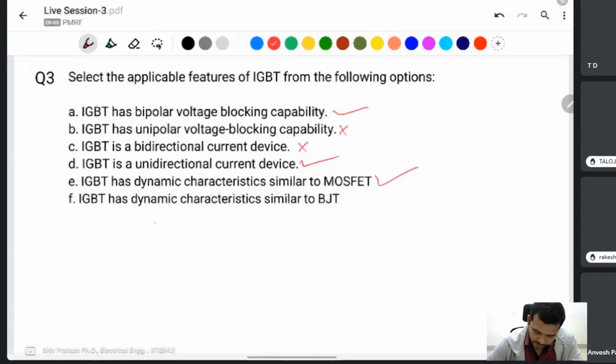IGBT has a dynamic characteristic of BJT? No, BJT is different. Sir, IGBT's dynamic characteristic is similar to BJT, is that right? Yeah. Sir, how? In a BJT the base current can also be negative, but in an IGBT there is no base current; the gate is applied a positive voltage. Okay.